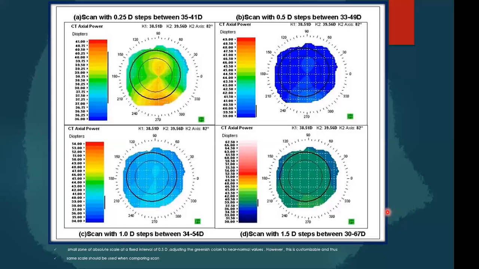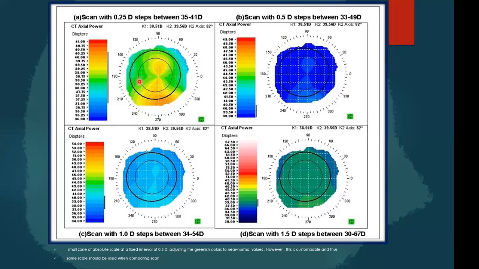Coming to another important thing when you are analyzing any scan on any machine for that matter, it is very important to check the steps and to check the range. Now you see these four images, they are all of the same patient, same eye, same machine. This actually tells us the importance of using and reading the grading scale and the steps in which the grading scale increases. So if you can see, this patient has a K value of 38.5 and 39.5.